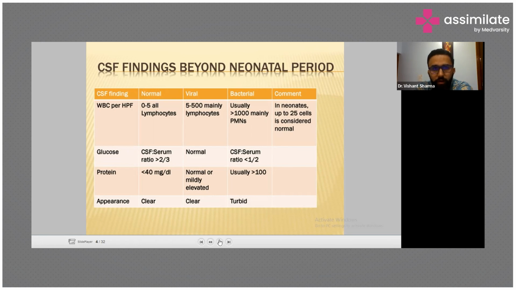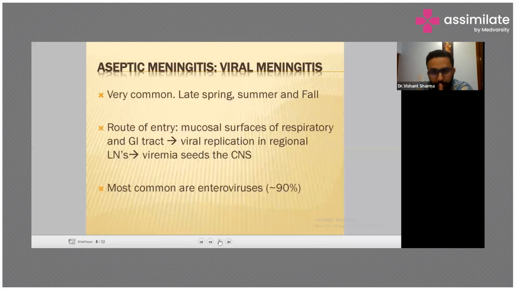So going on to the next slide, first of all, the viral meningitis, or what we call aseptic meningitis, is very common. It is usually seen in late spring, summer, and fall. Route of entry, how the infection takes place: it usually occurs from the mucosal surfaces of the respiratory and GI tract, and later there is viral replication, and then viremia is seen. The most common kind is an enterovirus.